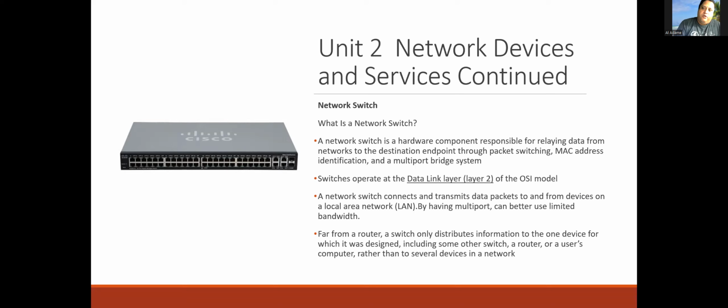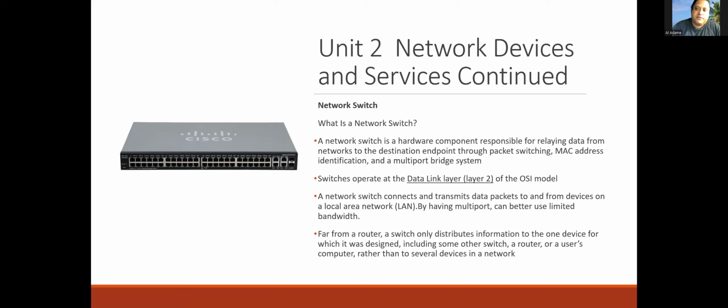A network switch is a hardware component responsible for relaying data from networks to the destination endpoint through packet switching, MAC address navigation, and a multi-port bridge system. So see, this one does use the MAC addresses, but routers do not. Switches operate at the data link layer, layer 2 of the OSI model. The network switch connects and transmits data packets to and from devices on a local area network, LAN, right? By having multiple ports, it can be used with limited bandwidth.